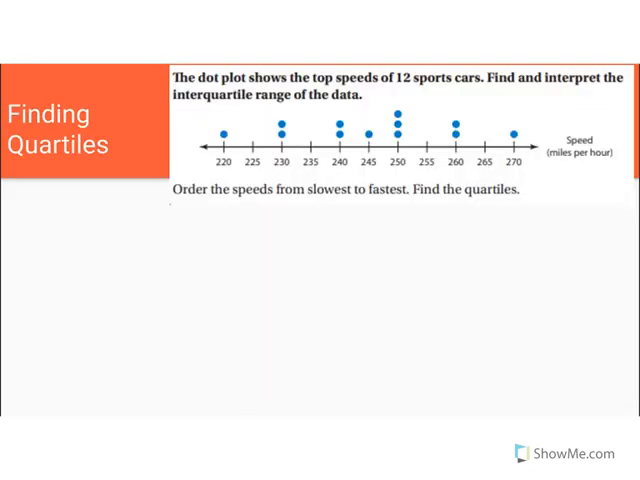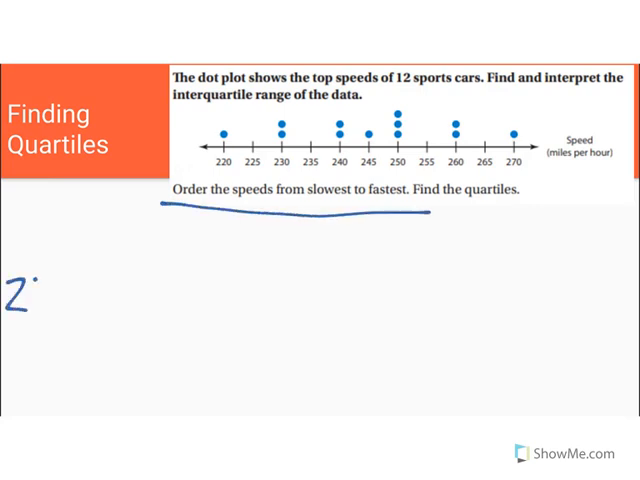All right, now we got the example I was talking about. Here we got a dot plot, a way for us to get data that's showing the top speeds of 12 different sports cars. It's asking us to find and interpret the interquartile range of this data. So what do we need to do? First thing we have to do is order these speeds from slowest to biggest.